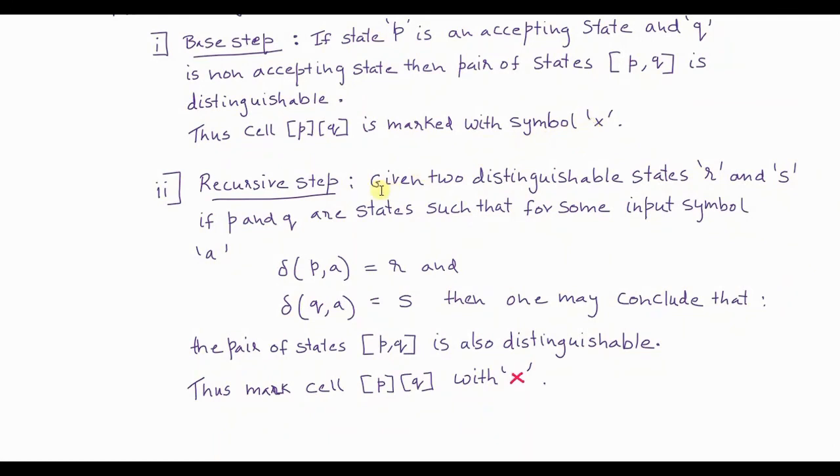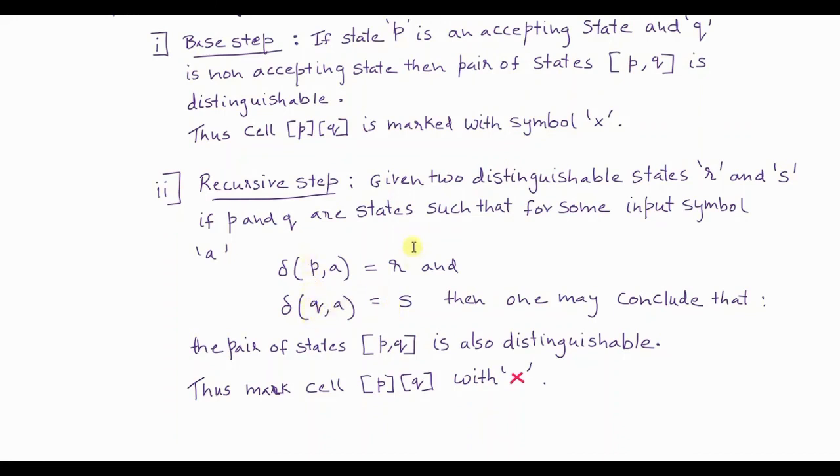We have done it already. Now step 2 is a recursive step. Given two distinguishable states R and S, suppose we already know that R and S are two distinguishable states. If P and Q are some states such that for some input symbol A, the transition from state P on reading A gives you R, and the transition from state Q on reading the same input A gives you S, we may conclude that P and Q are also distinguishable.